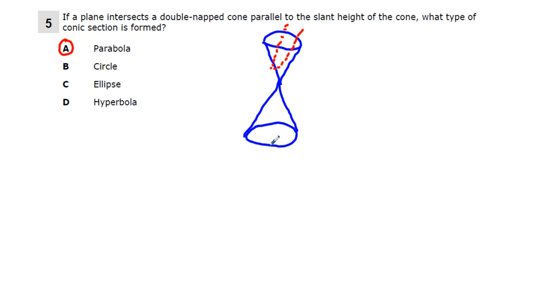And then you just have to know the other things. The hyperbola, choice D, is going to be this kind of section. There's the vertical, perpendicular to the base. A circle is going to be a horizontal to base slice. An ellipse is going to be slanted about like this to create an ellipse here. So that's it.